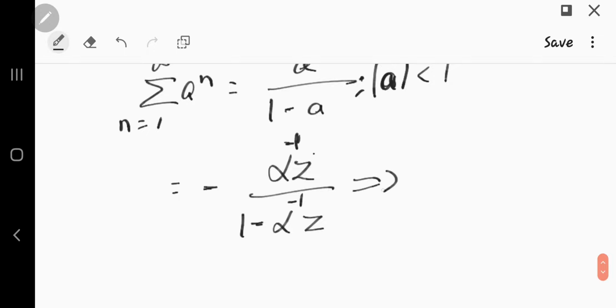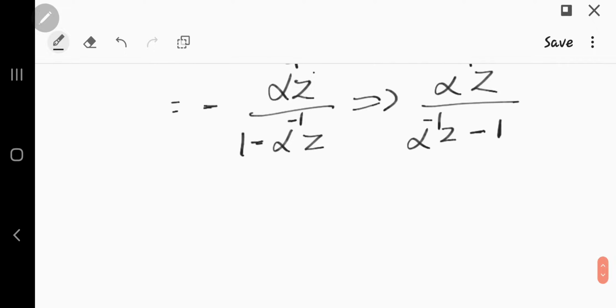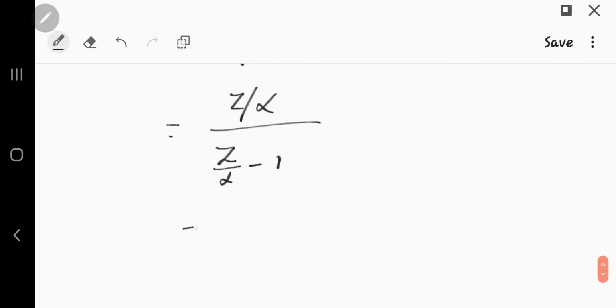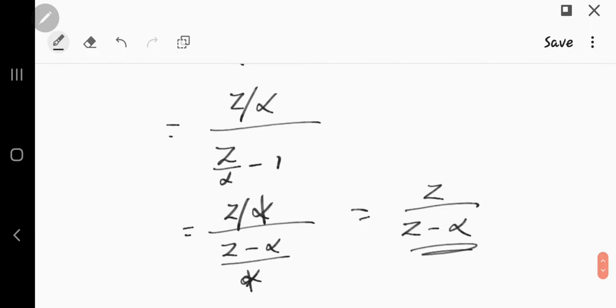Okay, so removing this minus, we can write it as alpha inverse z divided by alpha inverse z minus 1. To eliminate that, I can take z by alpha divided by z by alpha minus 1. So that gives z by alpha, and this alpha gets cancelled. So you remain with z divided by z minus alpha.